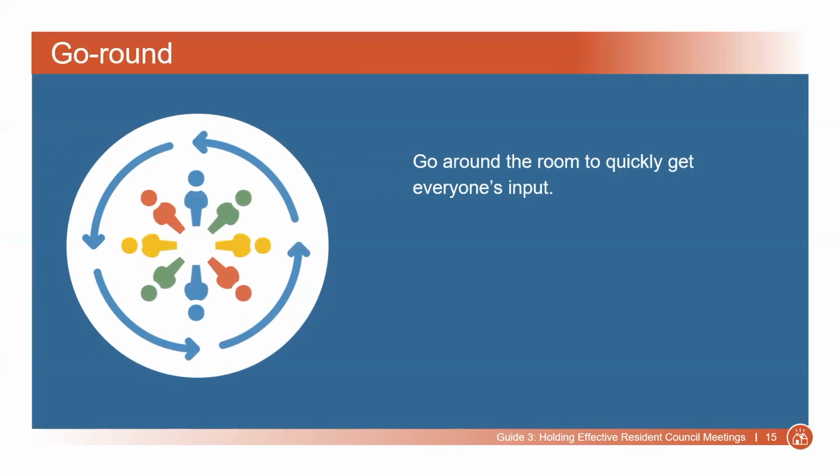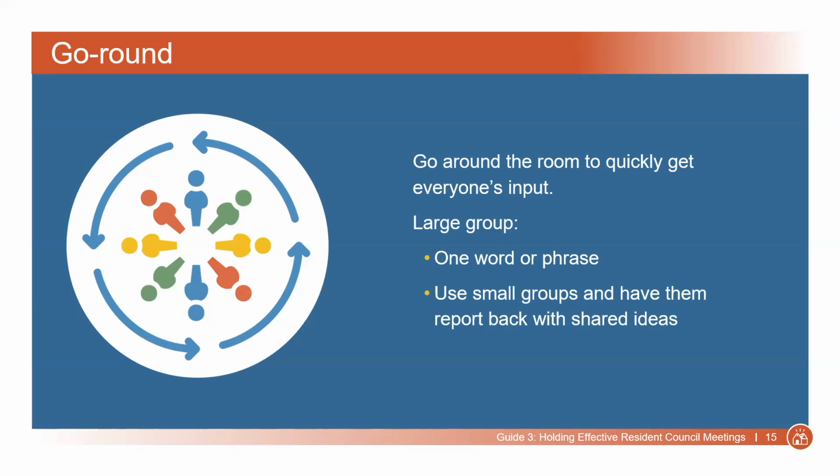A go round is another way to hear from everyone. In a go round, you go around the room to quickly get the input of everyone. Online or on the phone, it's best to call on each person by name. In a large group, you can ask people to just say a word or a phrase. So you might say, "Let's go around the room and have each person say one word or phrase that shows how you feel about the proposal. Remember, just one word or phrase. We'll have time after everyone speaks for a few people to offer more input. My word is concerned." You can also have people do the go round in small groups and then report back on any ideas or feelings that were shared by a number of people.